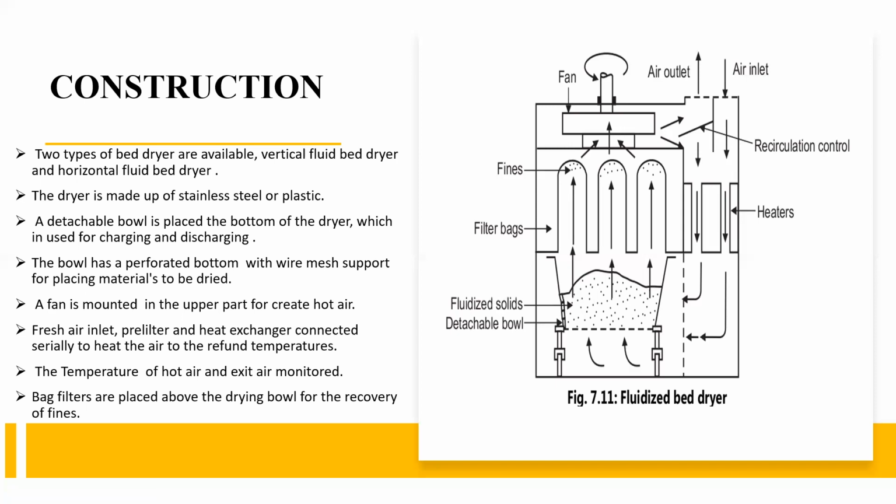So this is the working of the fluidized bed dryer. First, the wet solid material is placed into the detachable bowl, then air is introduced from the air inlet, goes to the heaters or heat exchanger, and the hot air passes through the perforations of the detachable bowl. At the same time the fans are rotated, so the air velocity gradually increases.